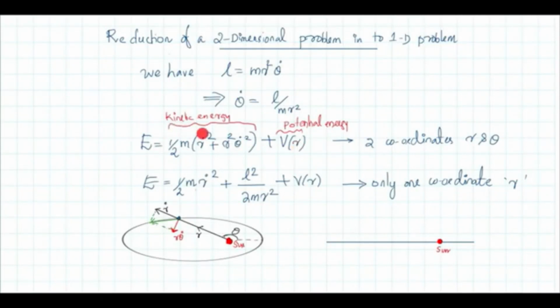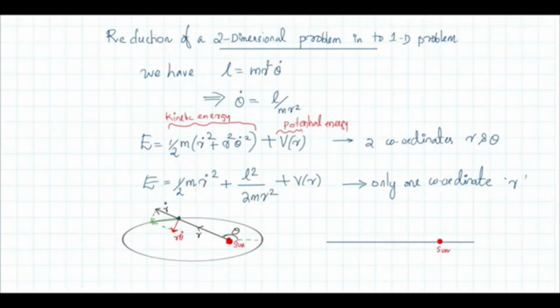We know that this first term is actually kinetic energy. It contains radial kinetic energy as well as angular kinetic energy, and this last term is potential energy. This expression for energy contains both r and theta. We can replace theta dot using the first expression, theta dot equal to L by m r square. Substituting that value, you will get E equal to half m r dot square plus L square by 2 m r square plus V of r. So this expression now contains only one variable r, and its time derivative.